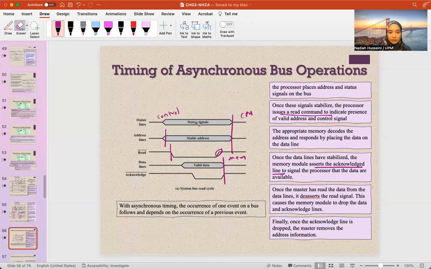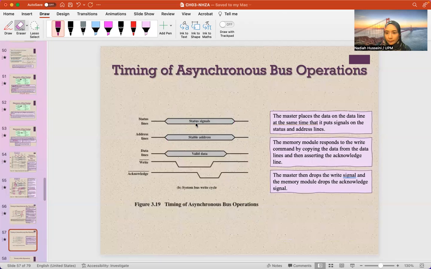Okay, do we have another example on this? Is this the same one?